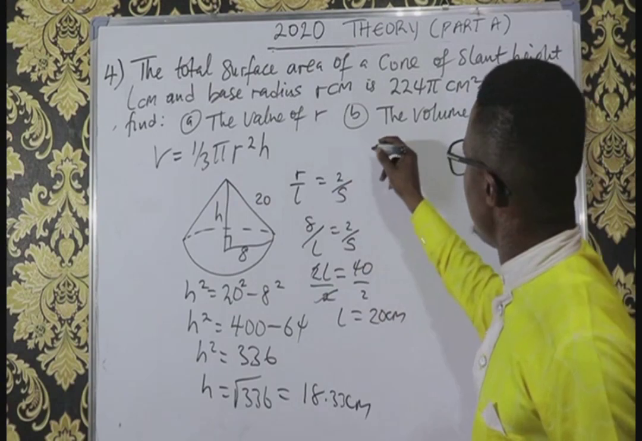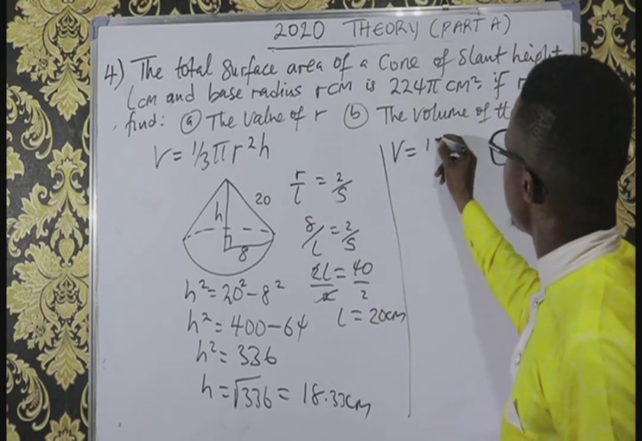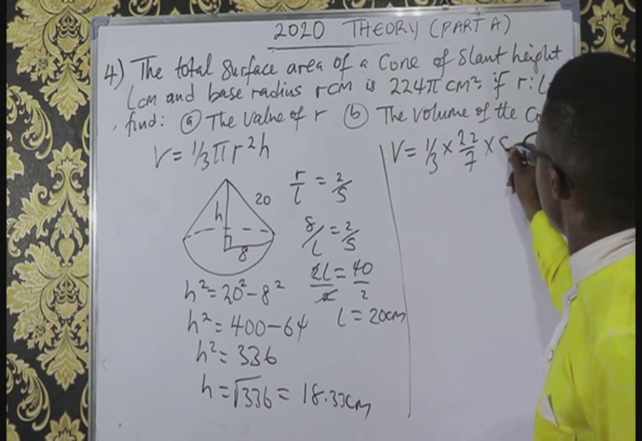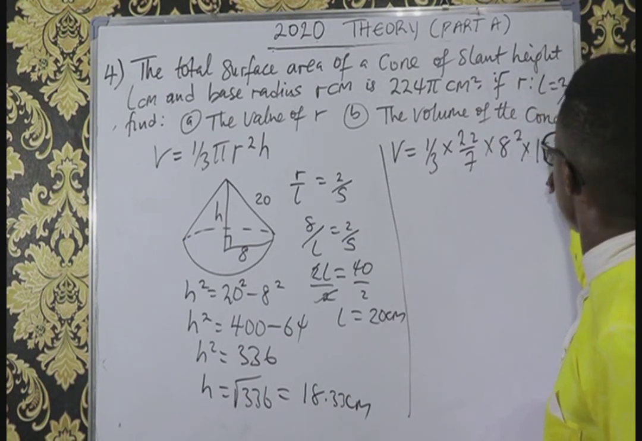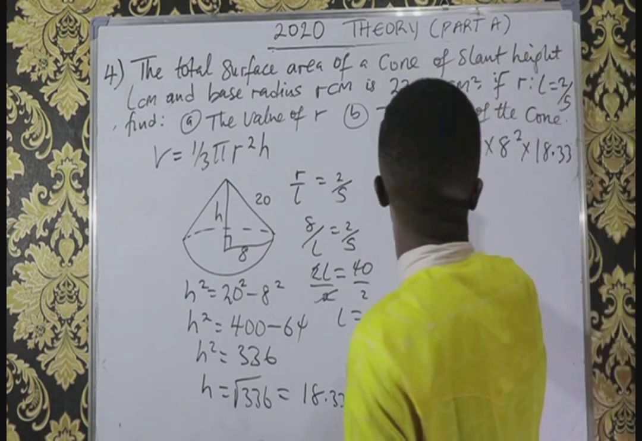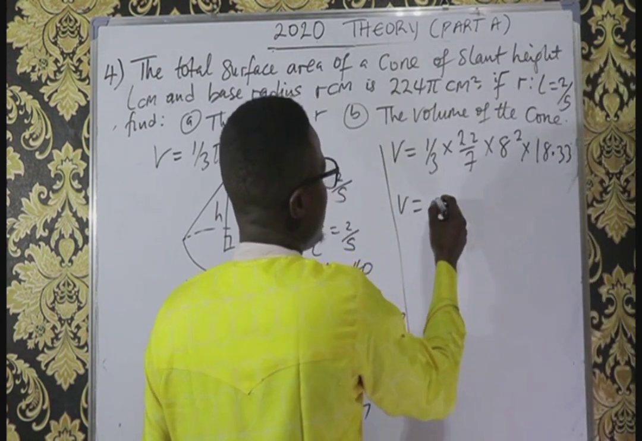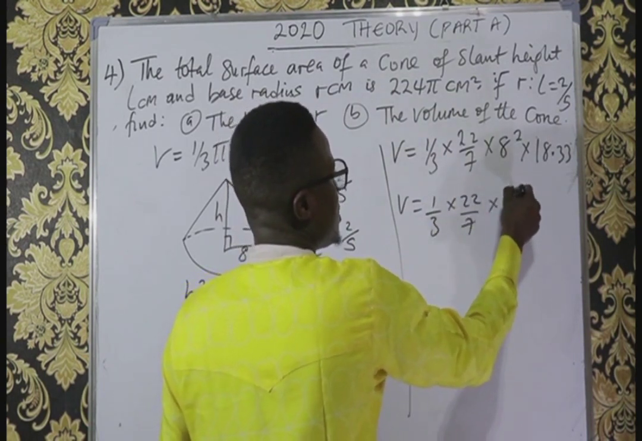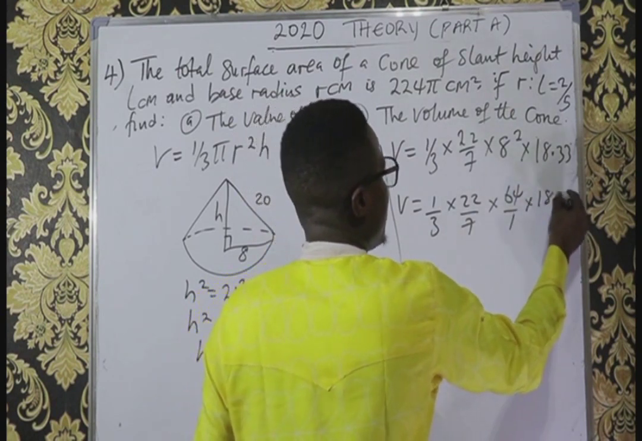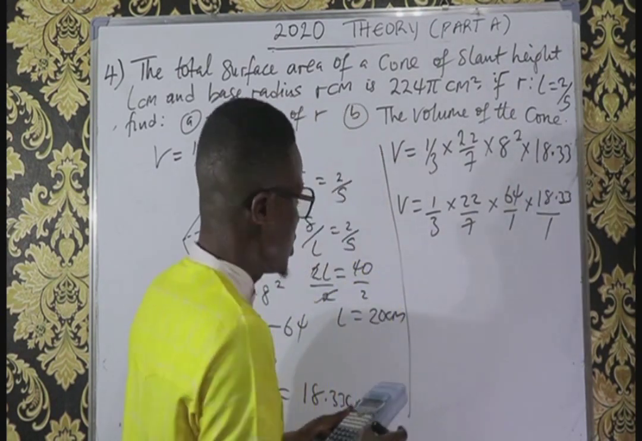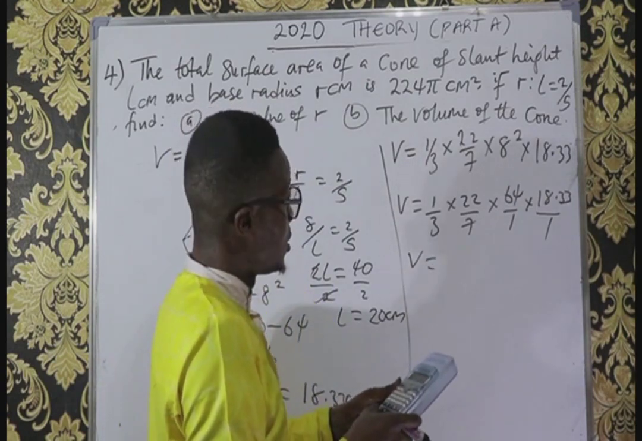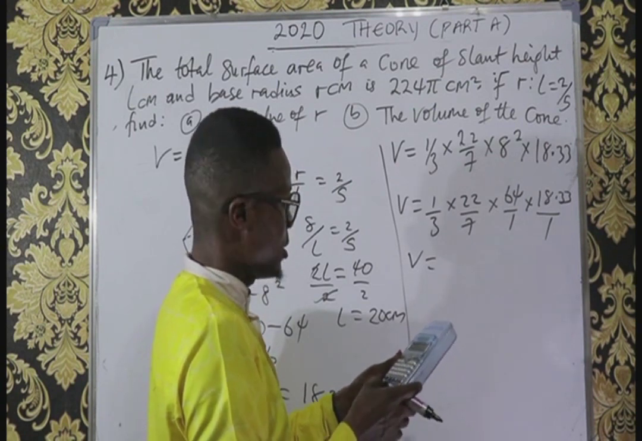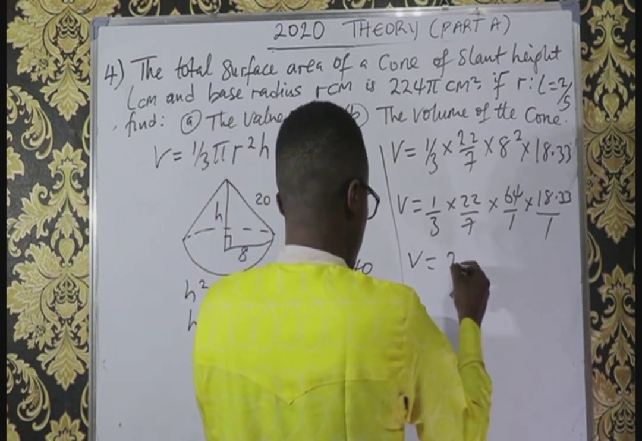Therefore, using this formula for volume, I'll have that my volume is 1 over 3 times π, 22 over 7, times radius, which is 8², then times height, 18.33. So volume will give me 1 over 3 times 22 over 7, 8² is 64 over 1, times 18.33 all over 1. Let's multiply the numerator: 1 times 22 times 64 times 18.33.